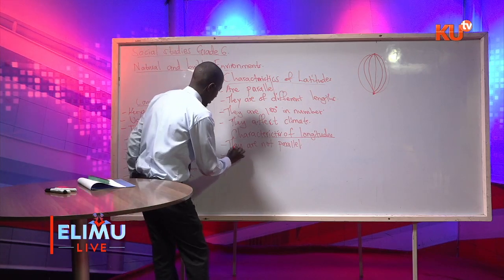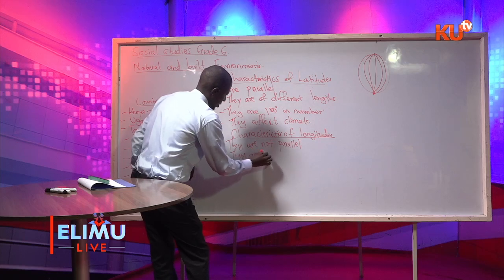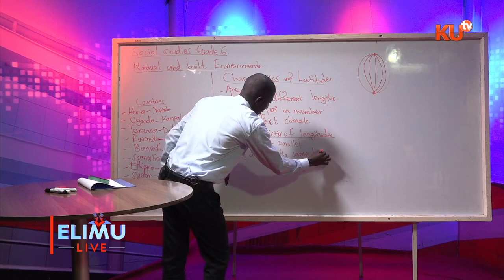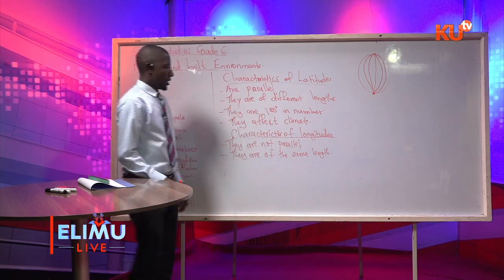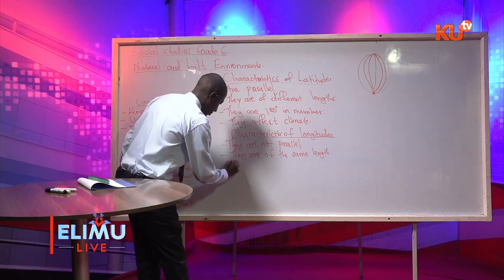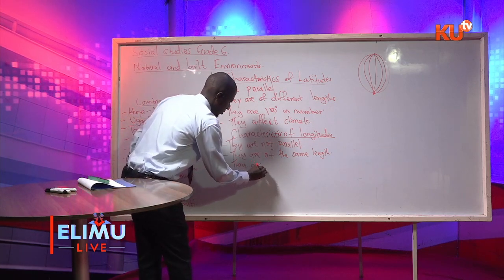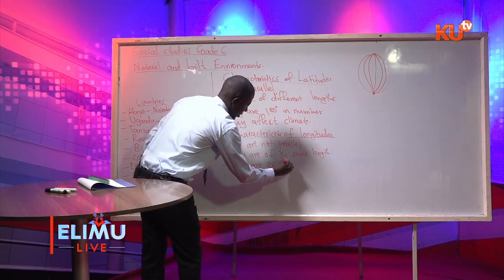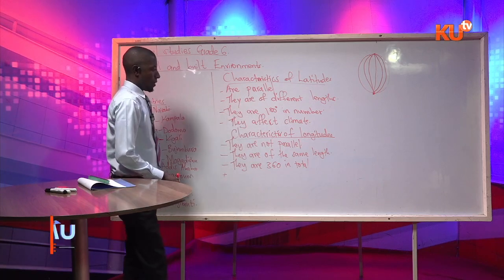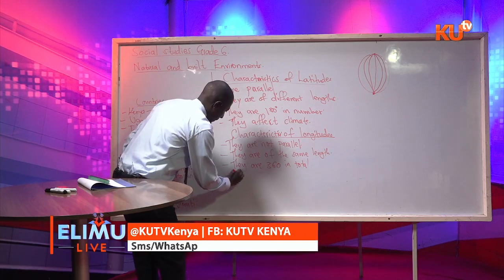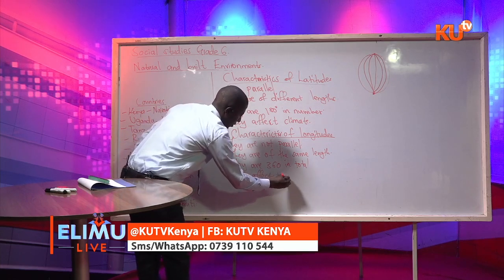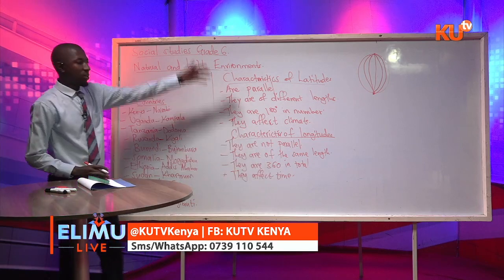They are of the same length. Then they are 360 in total. Then they affect time. How do they affect time?